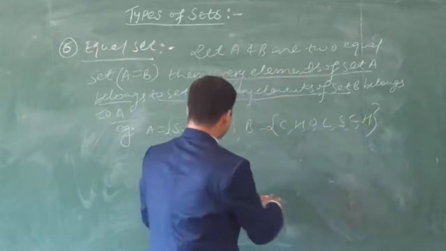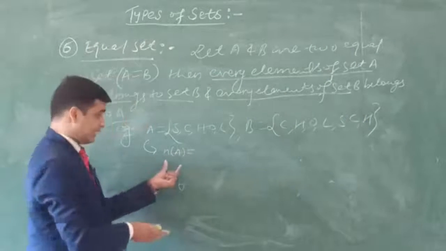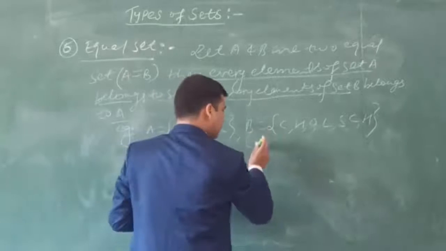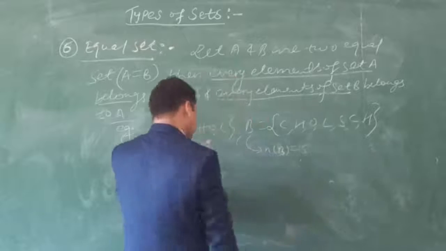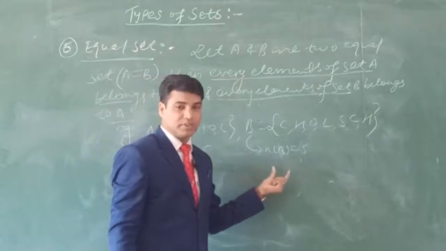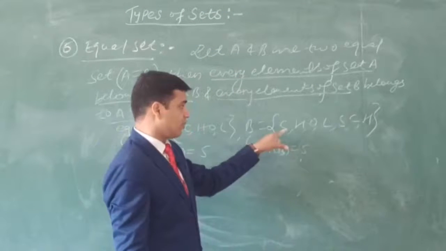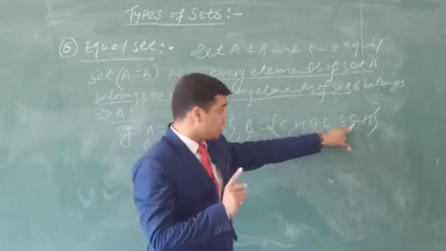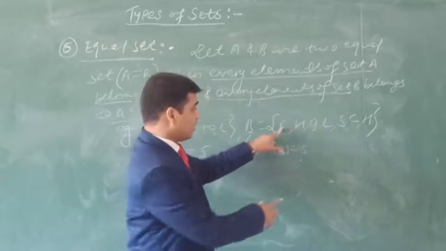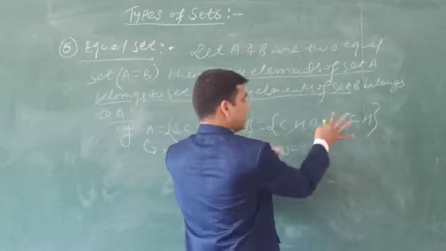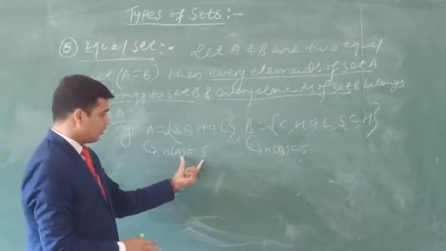Now see this. The number of elements in set A, n(A), equals 5. The number of elements in set B equals 5. We have already studied roster form, which means we must not repeat any element. C is repeating 2 times, so we count it only 1 time. H is repeating 2 times, so we write it only 1 time. So 1, 2, 3, 4, 5. The total number of elements in set B is 5, and in set A is 5.